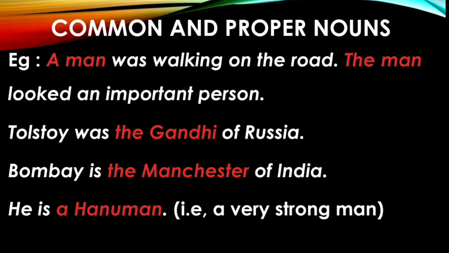Bombay is the Manchester of India. He is a Hanuman. Physically he is not, nobody is Hanuman, but what does it represent? Like he is a very strong person, that is being represented here. So if there is only one object and the comparison is indirect, here he is a Hanuman. He is one person, and Hanuman is an indirect comparison. Okay.